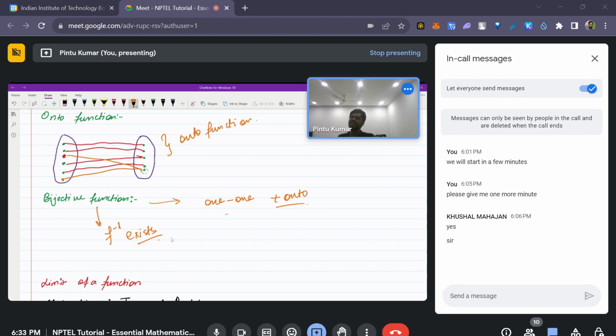Okay. Any doubts till now about the basics of functions and whatever we have discussed till now?